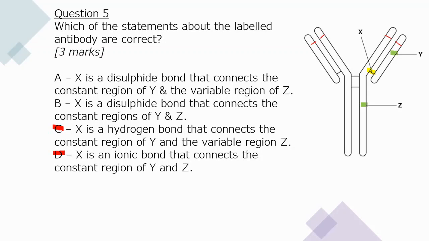So if we have a look at A and B, A states that Y is the constant region and Z is a variable region, but B states that Y and Z are constant regions. So we know that B is our correct answer, and we can see our answer here.